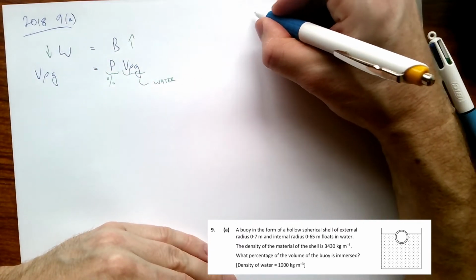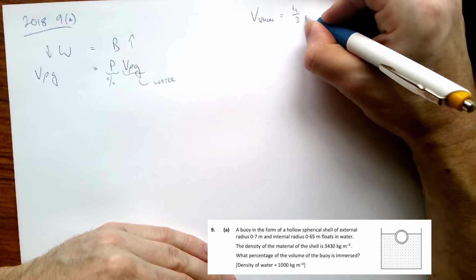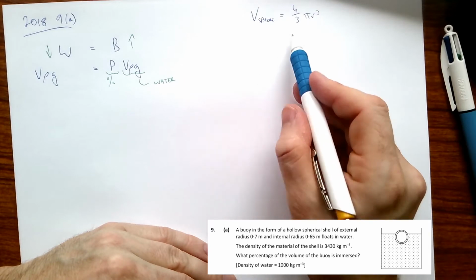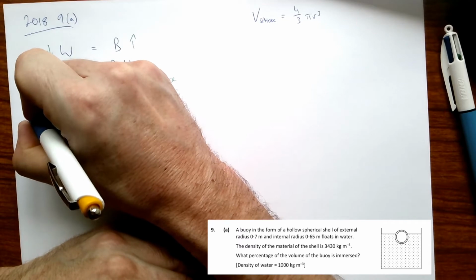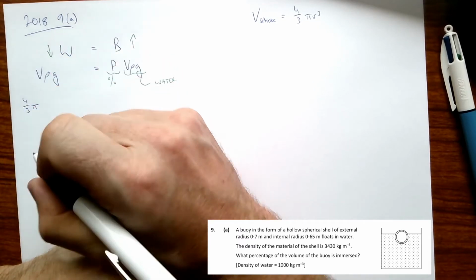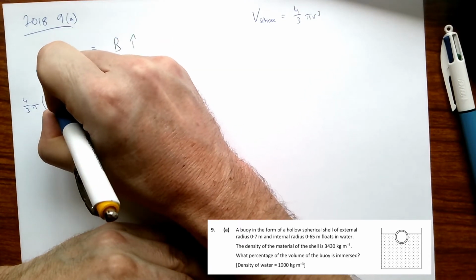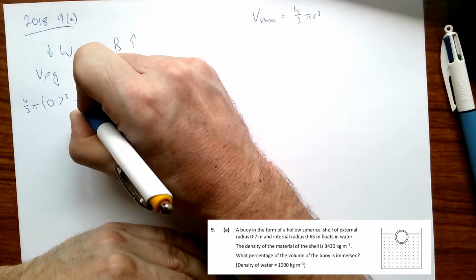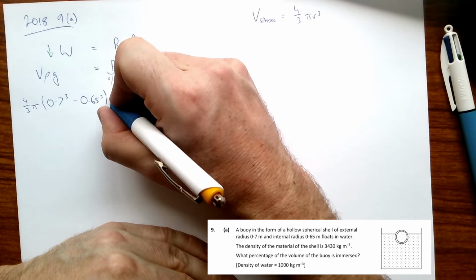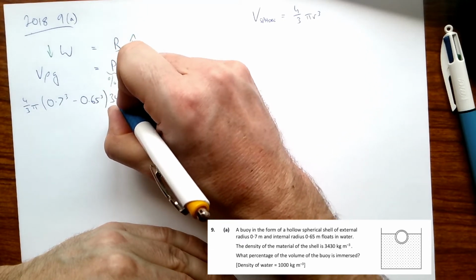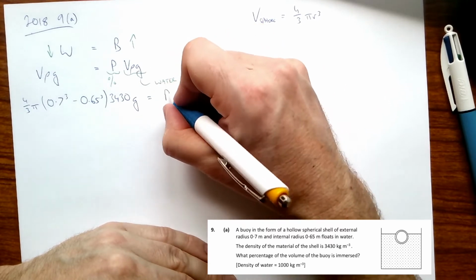We know that the volume of a sphere equals 4 over 3 pi r cubed. It's in your log tables, but you should know it anyway. So we have 4 over 3. Now, we're missing the inner bit. So this is actually 0.7 cubed minus 0.65 cubed. The density, in which case, is 3430, and by g equals what p is for the percentage.